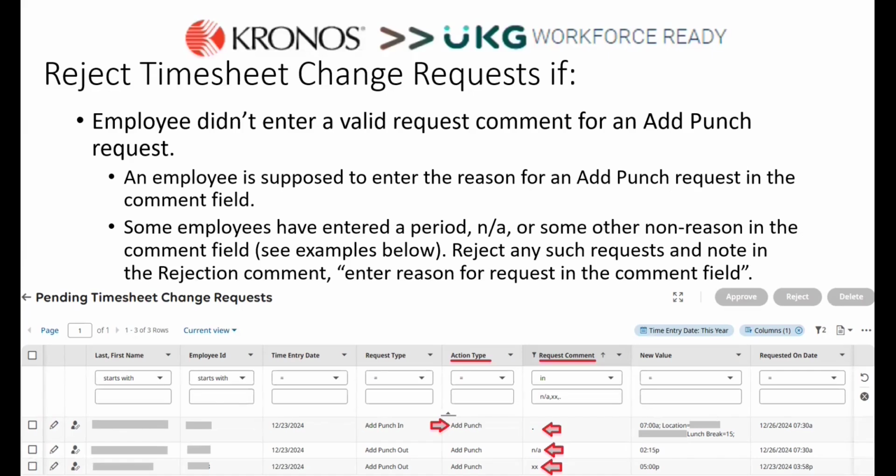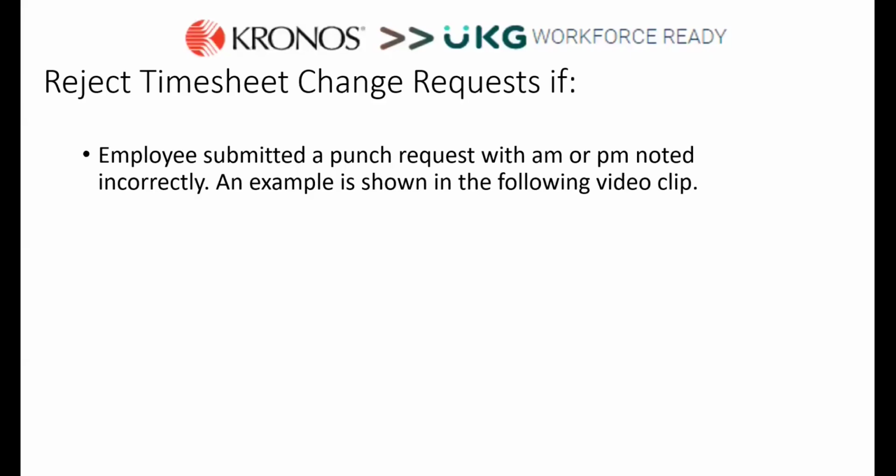Some employees have entered a period, NA, or some other non-reason in the comment field, and these are actual requests here. So reject any such requests for add punches, and note in the rejection comment, enter reason for request in the comment field. Another reason to reject a request is if an employee submitted a punch request with AM or PM noted incorrectly. And we'll look at an example in the following video clip for how to deal with that situation.